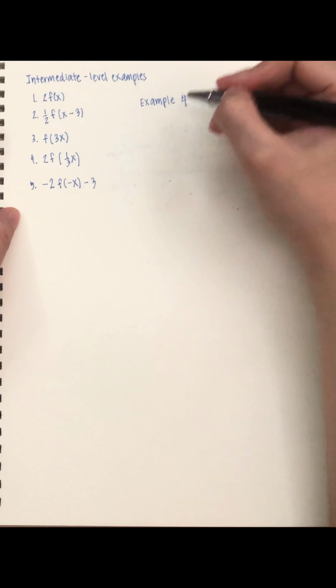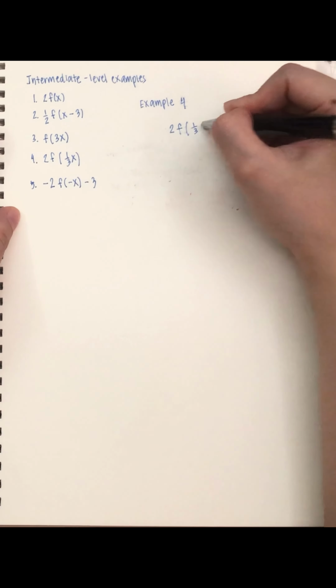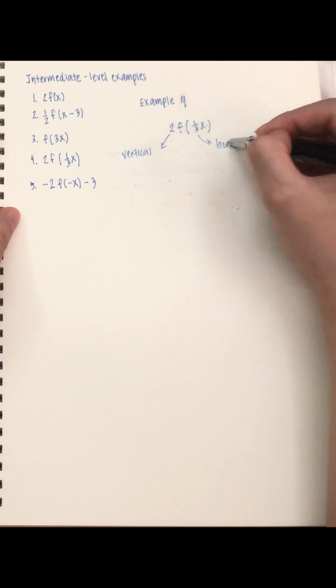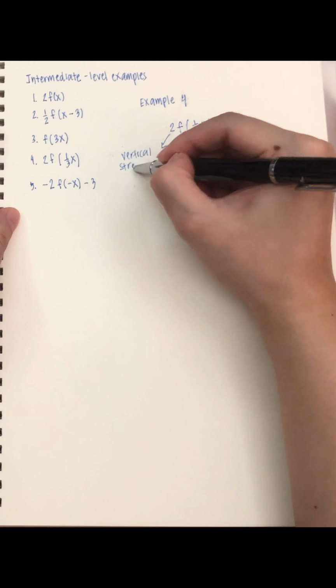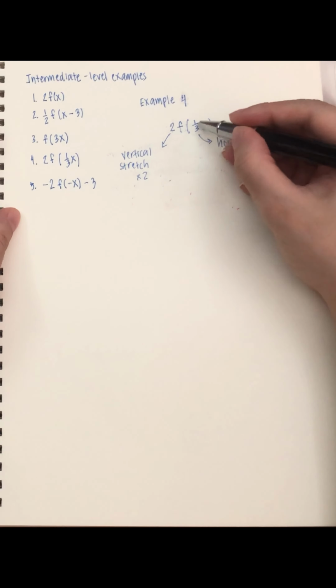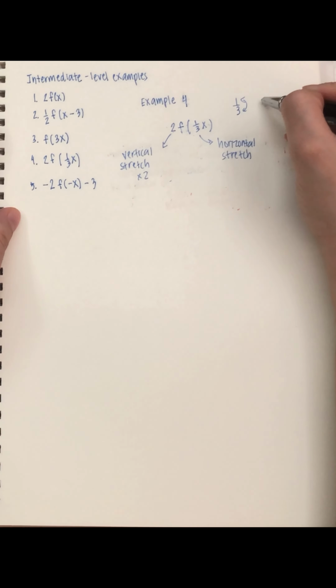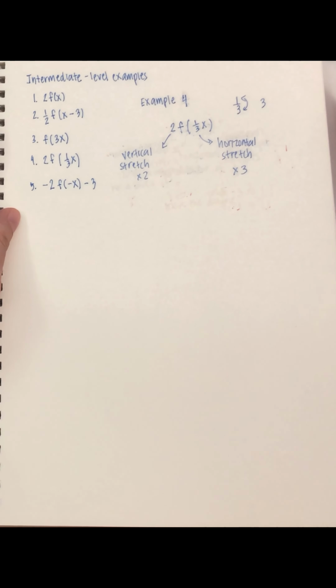Example 4, 2f of 1/3 x. So I think you should know by now, the outsides are vertical and the insides are horizontal. This is a stretch times 2, and this is also a stretch. 1/3, the reciprocal of 1/3 is 3, so it's a stretch of times 3.